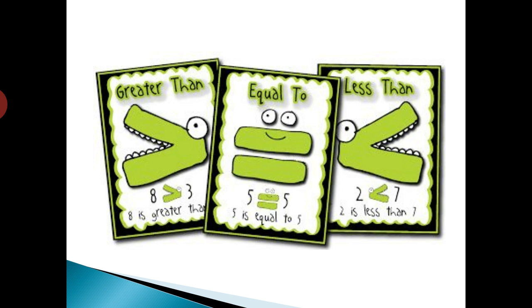So now let's check it out. For example, here are 8 and 3. Out of 8 and 3, obviously 8 is greater. So see, here the mouth is open towards 8. For equal to, both 5 and 5 are equal, that's why we have put the equal to sign. And in the third one, there are two digits, 2 and 7. Obviously 7 is greater, so the mouth is open towards 7. Whatever number is bigger, the crocodile mouth will be open towards that number.